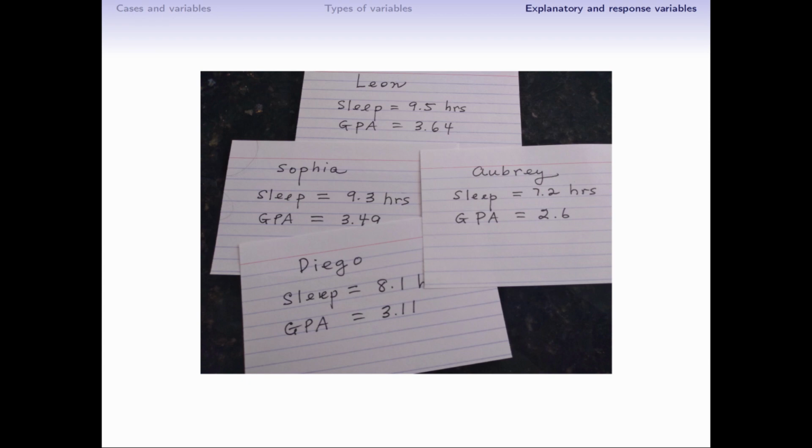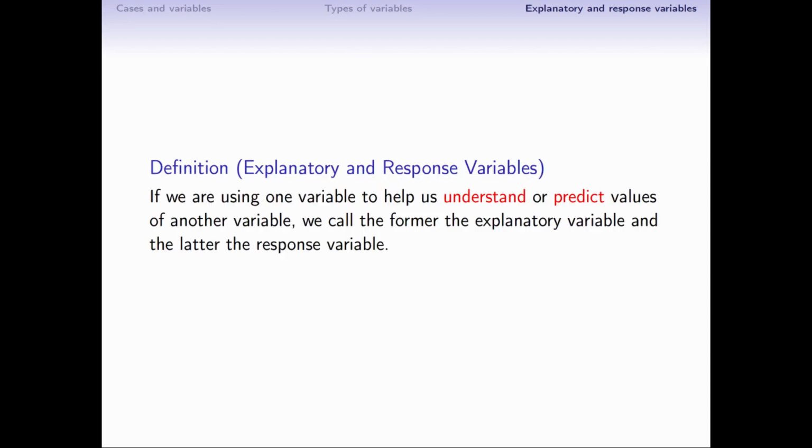All right, and so that's a way that we're seeing into this problem, a connection between these two variables. One is helping to explain the other. All right, so let's take a look at a definition here. If we're using one variable to help us understand or predict values of another variable, we call the former the explanatory variable and the latter the response variable.